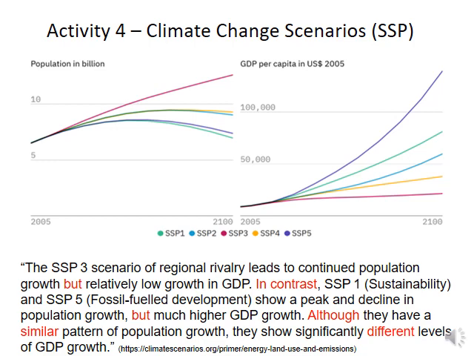In contrast, there's that word. We've made a statement and then we are describing something that is different. So we say in contrast, SSP1 and SSP5 show a peak and decline in population growth, but much higher GDP growth. Although they have a similar pattern of population growth, they show significantly different levels of GDP growth. Do you see that? So in this paragraph, the authors are comparing the similarities with the differences.